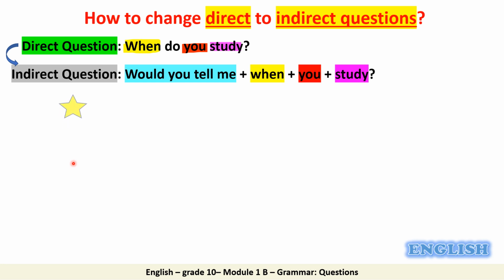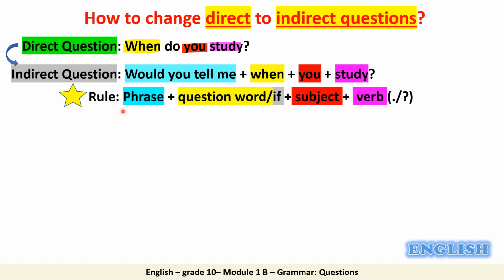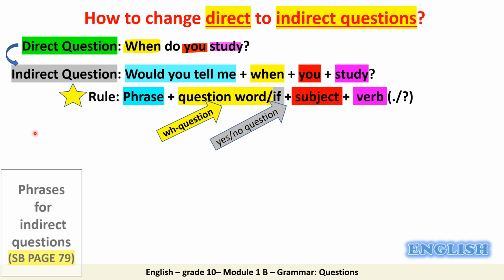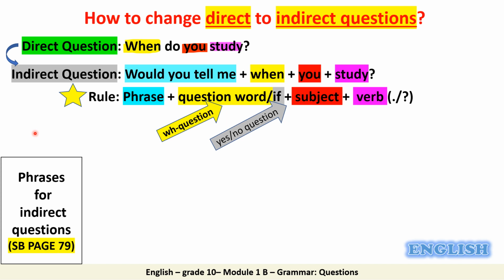As you notice, when we change direct questions to indirect ones, we need to begin with an introductory phrase plus the question word if we have a WH question, or if if we have a yes or no question, followed by the subject, the verb, and the correct punctuation mark. Now, let's get introduced to the introductory phrases used for indirect questions found in your student's book, page 79.